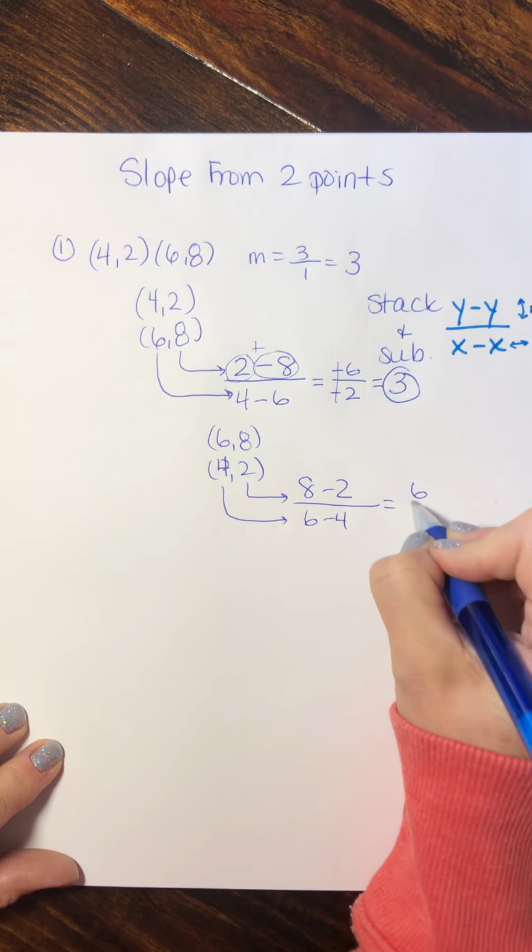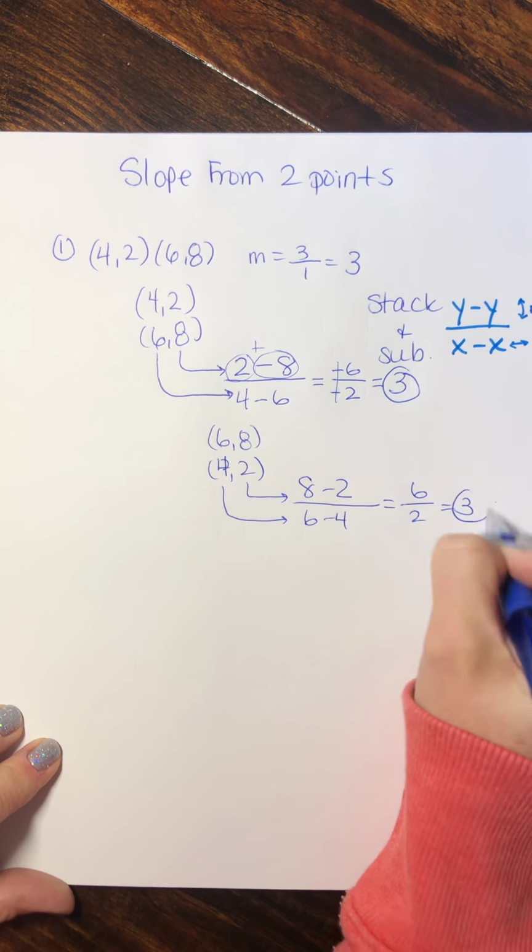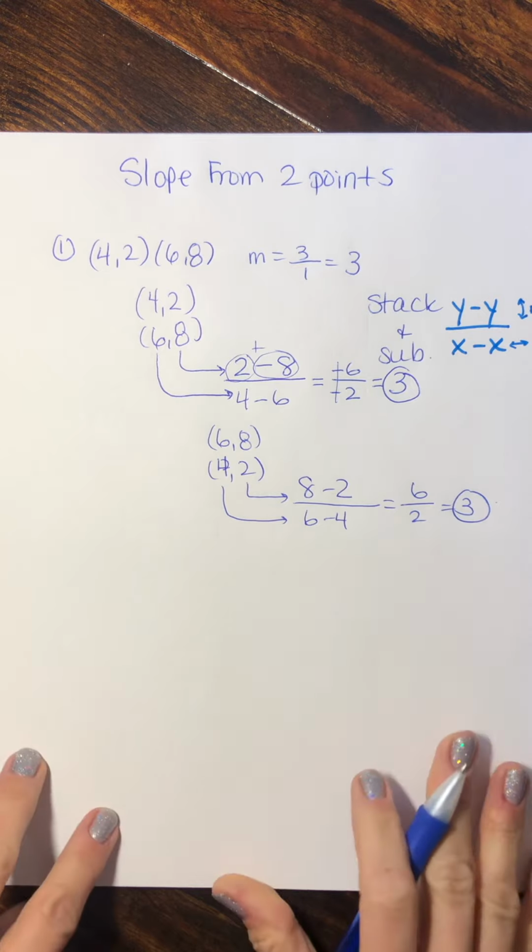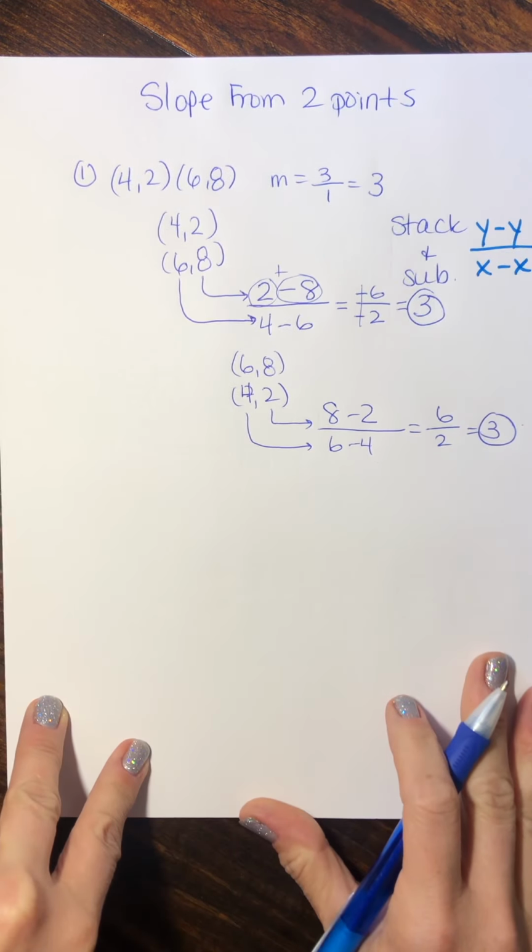But 8 minus 2, there's your 6 and there's your 2. So you get 3 either way. So that's example 1. And I want to do a couple more because they're going to get a little trickier, okay?